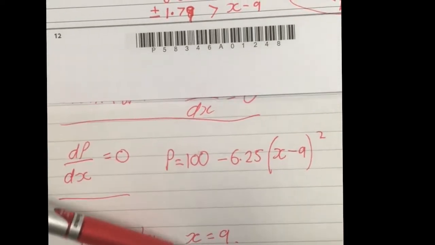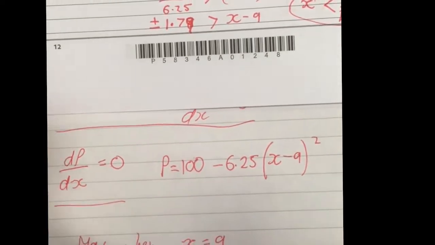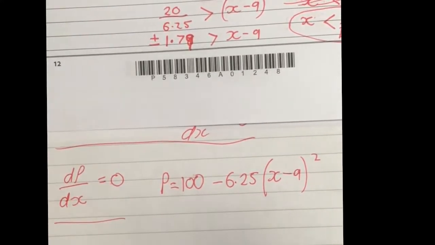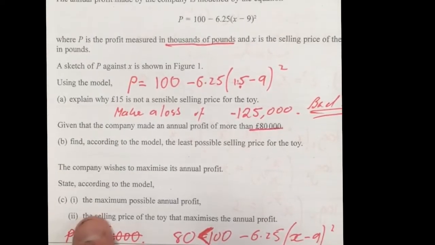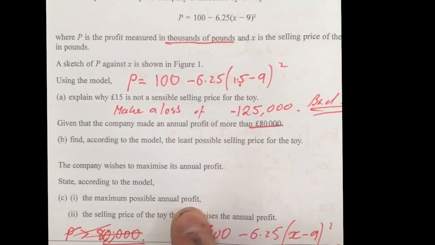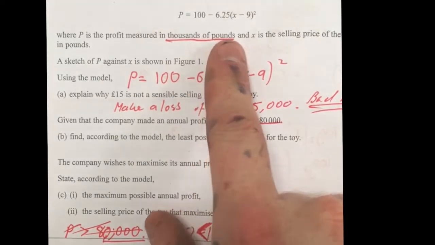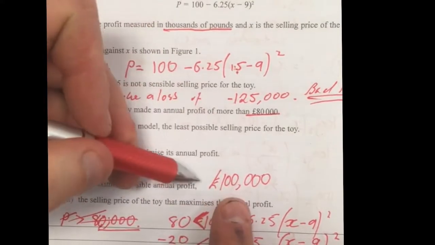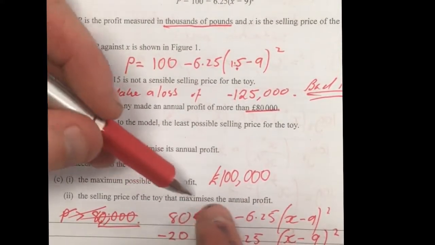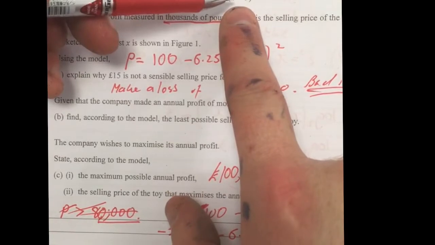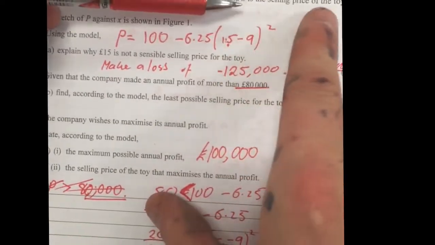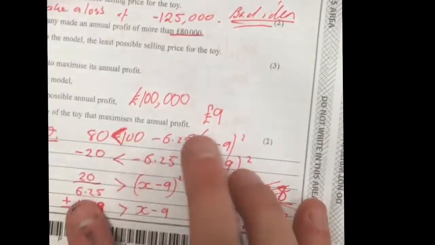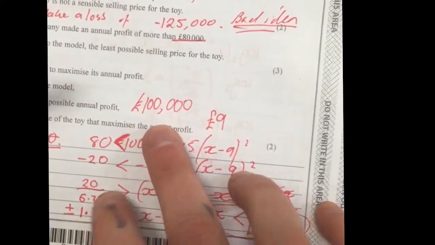Now we've got to be careful because x and p mean different things. So the max value of p is 100, and the maximum occurs when x is 9. If we look back at the question, the maximum annual profit we worked out as 100, but that's measured in thousands of pounds. So the max annual profit should be £100,000. And the selling price that maximizes the profit is our x value, so x equals 9. And x, if you look, is the selling price of the toy in pounds. It's £9. So £9 for that one and £100,000 for that one.